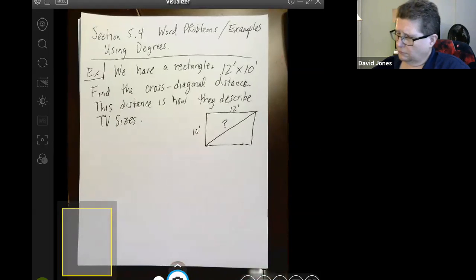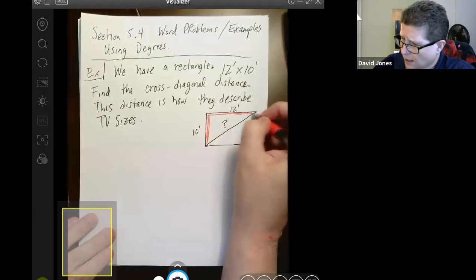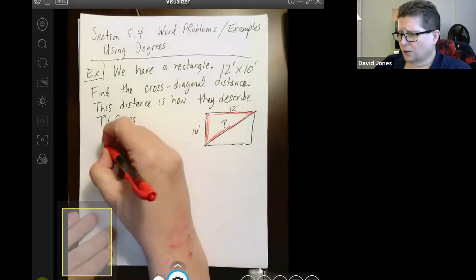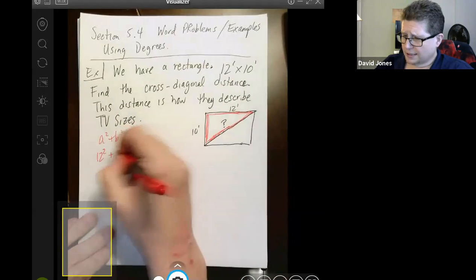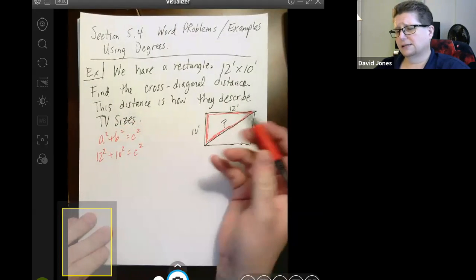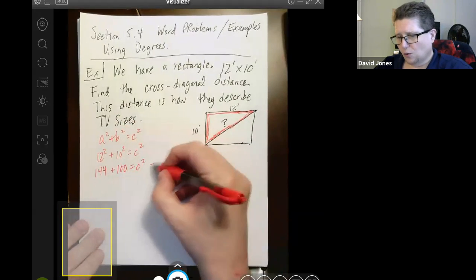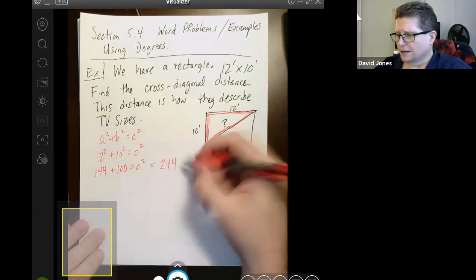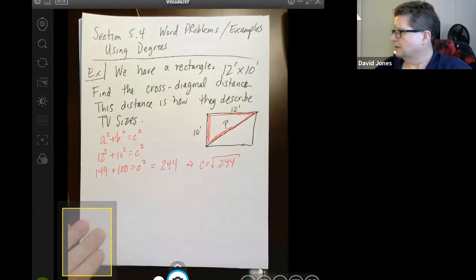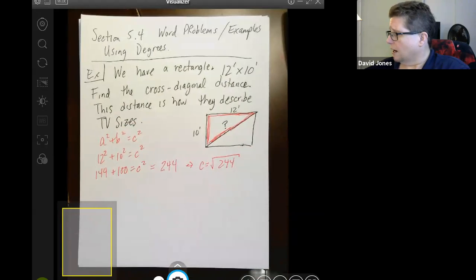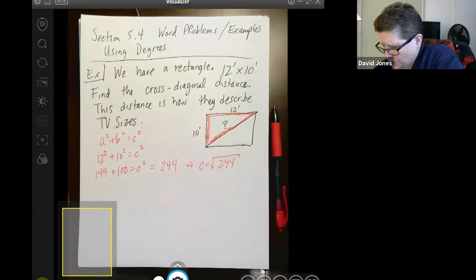Well, look, we've got a triangle. So we've got good old a squared plus b squared equals c squared. 12 squared plus 10 squared equals c squared. 144 plus 100 equals c squared, which is 244. So c equals the square root of 244. And that's not really all that helpful to most people. So let's just find the square root of 244.